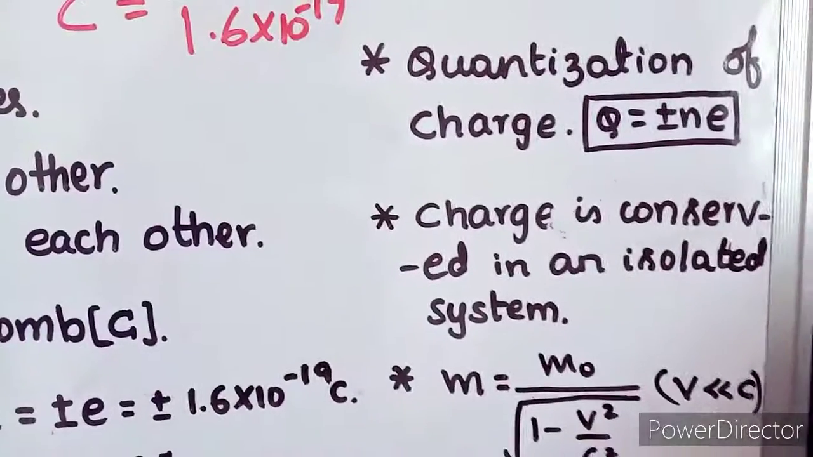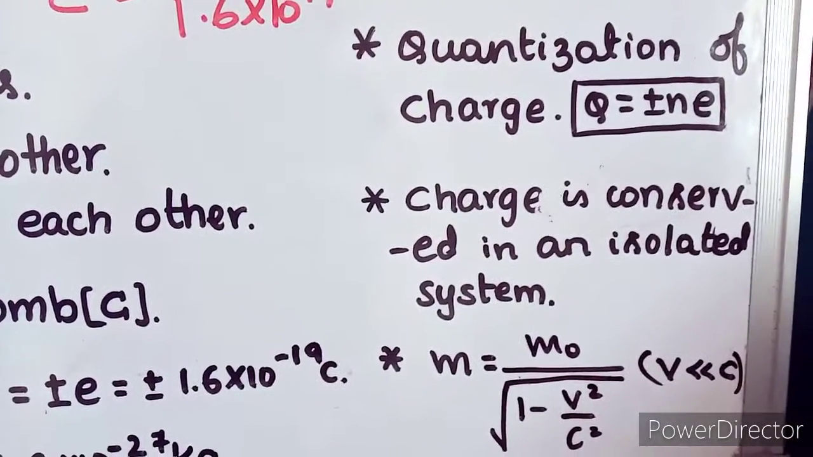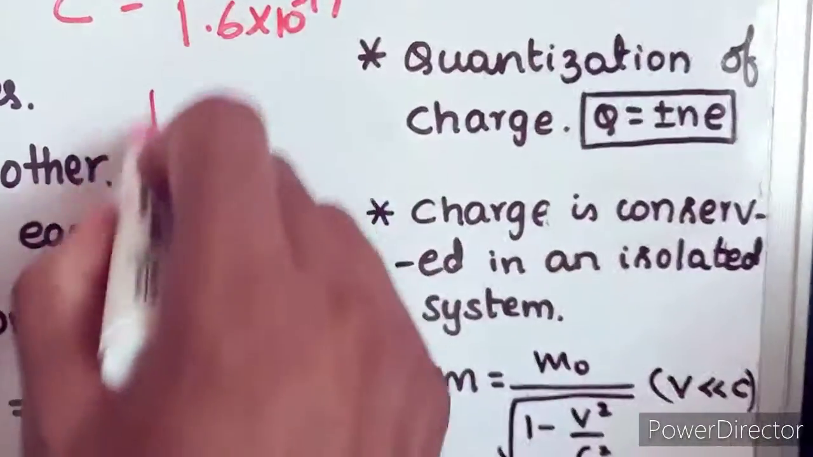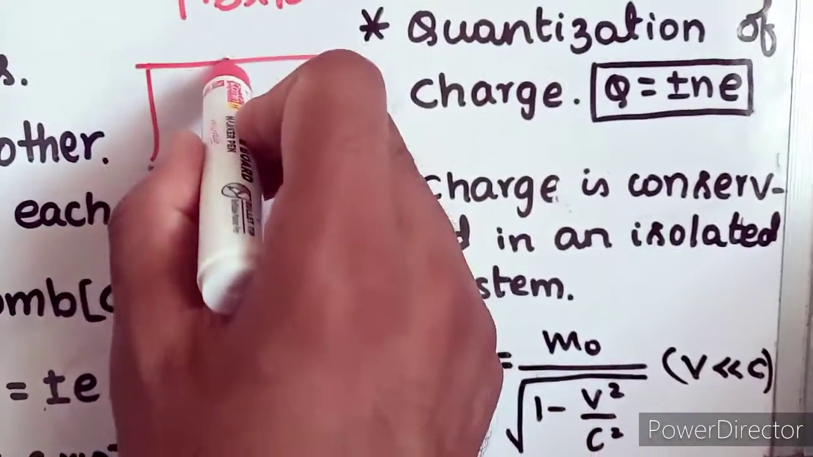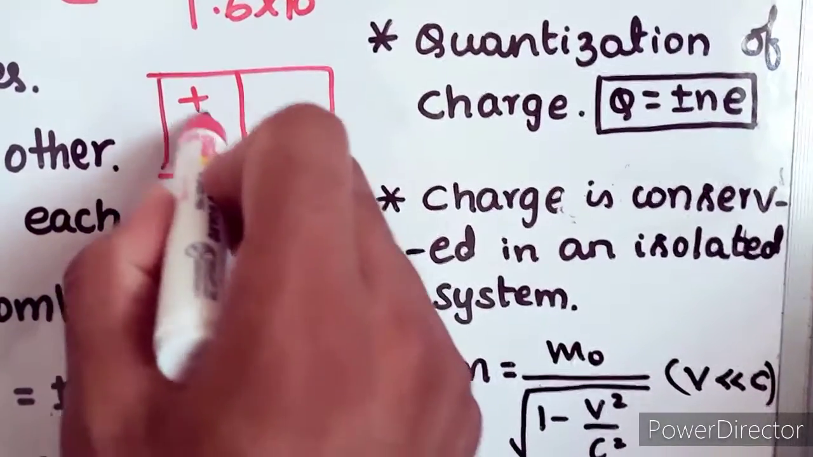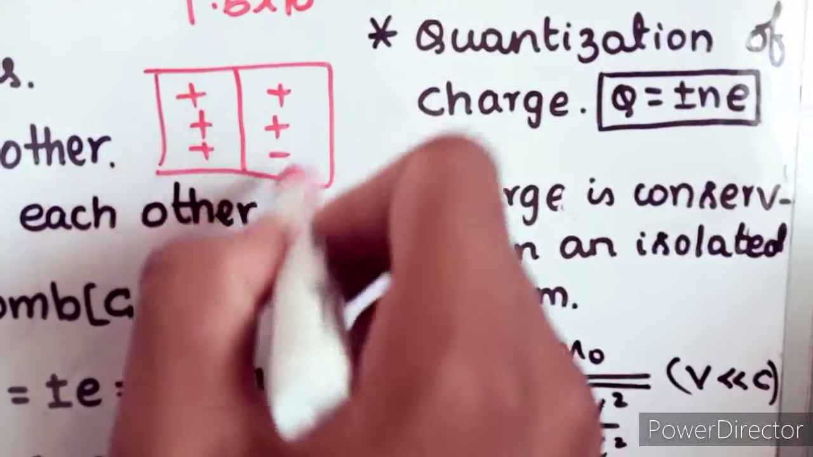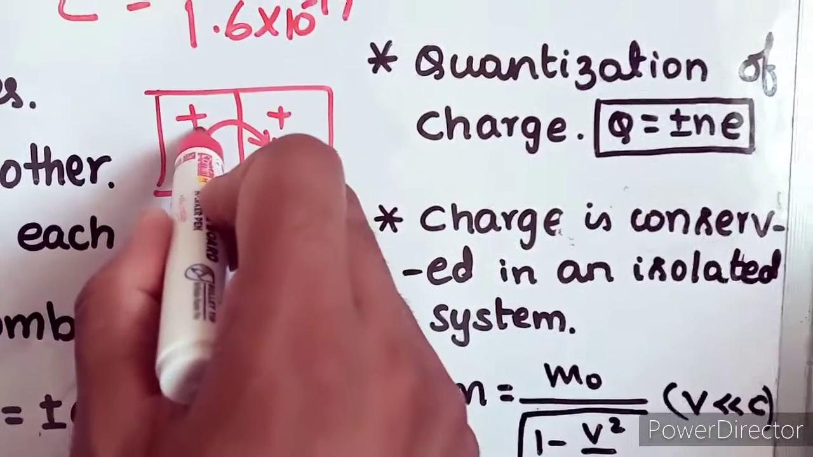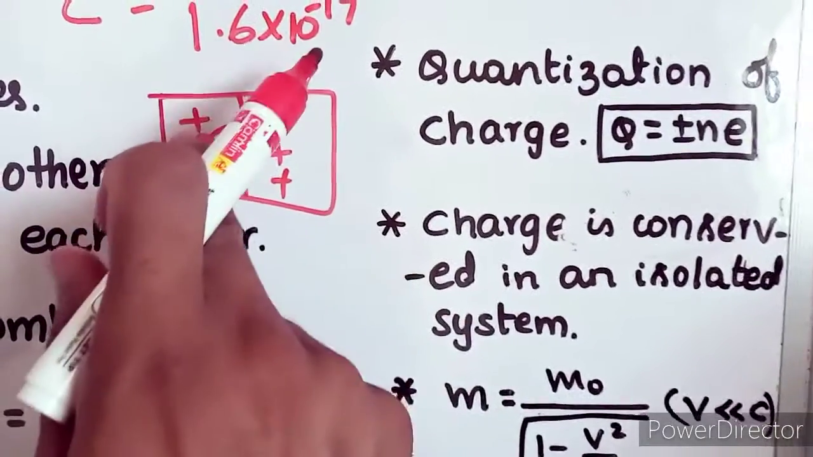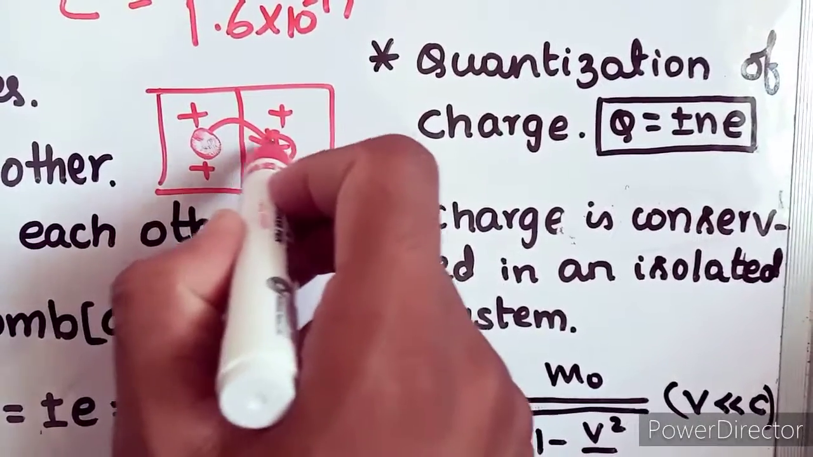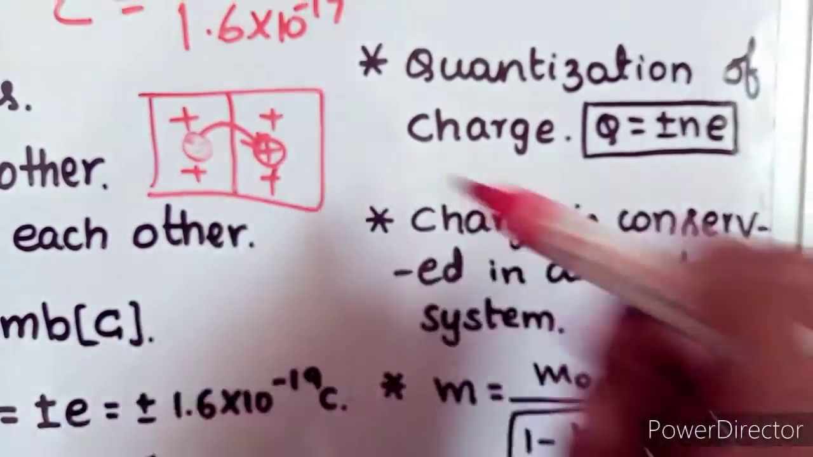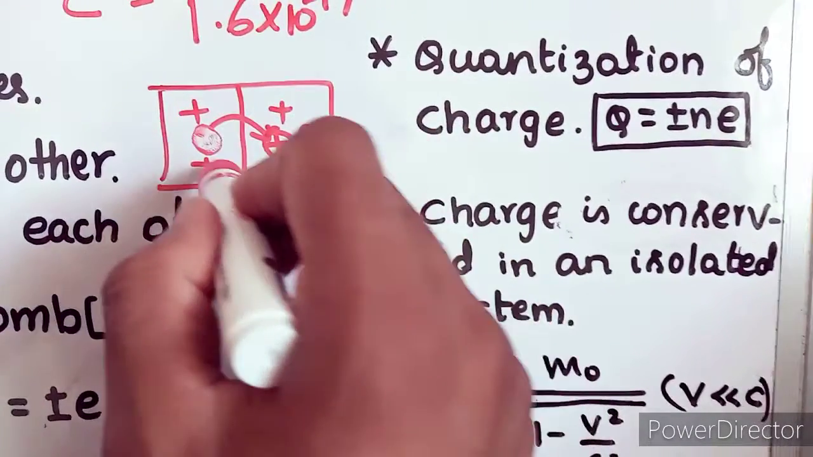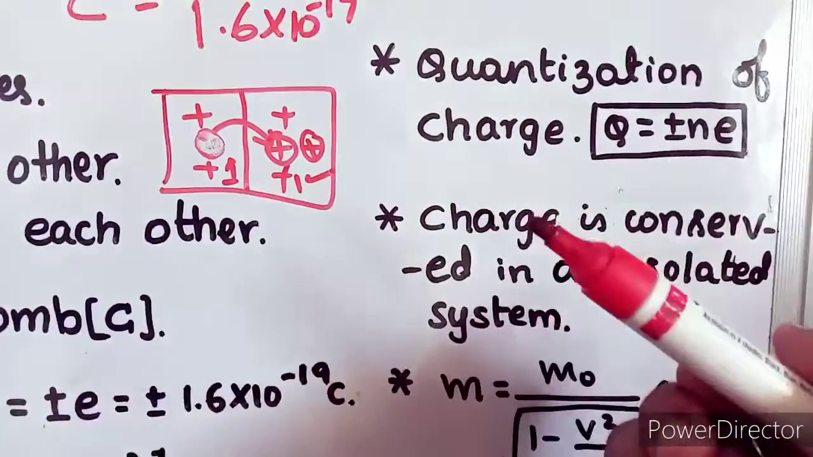Then charge is conserved in an isolated system. This is the next point. That means if I consider a system, let's divide it into two parts. Here I have some charges, and here I have some charges. If I give a charge from this one to this one, the number of charges removed here will be equal to the number of charges gained by this one. So here it has gained one charge, and here it has lost one charge.